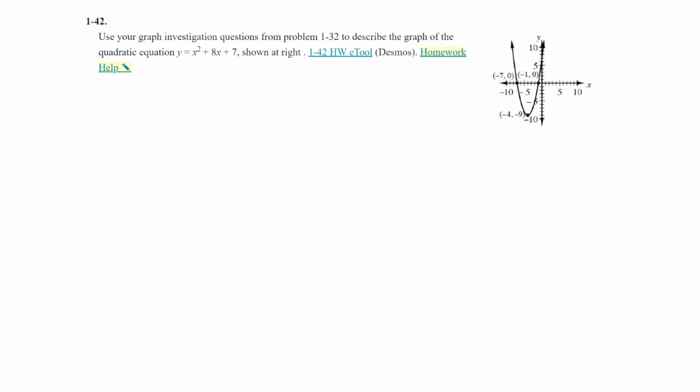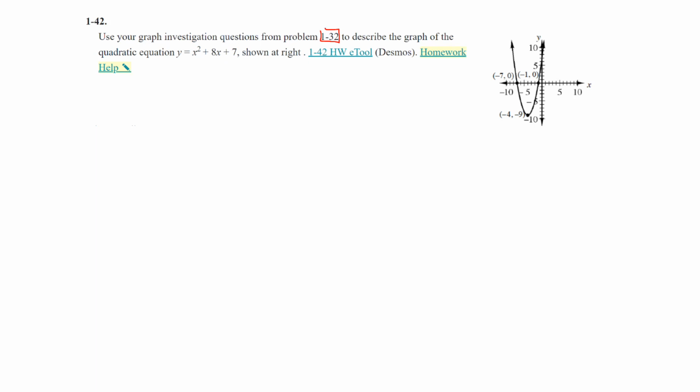Question 42. Use your graph investigation questions from problem 1-32 to describe the graph of the quadratic function y equals x squared plus 8x plus 7, shown at the right. So go back and look at your learning log and that question 1-32 and look at what ways we use to describe a graph. And so this one is a parabola, so we'll talk about its shape, we'll talk about the important points, is there symmetry, is there a max or a min, things like that. So that's what we're looking to do here.